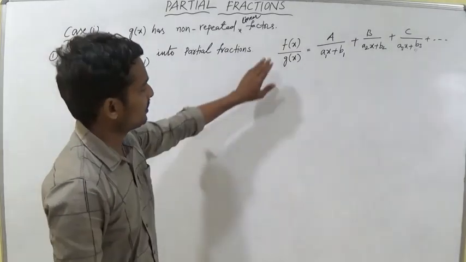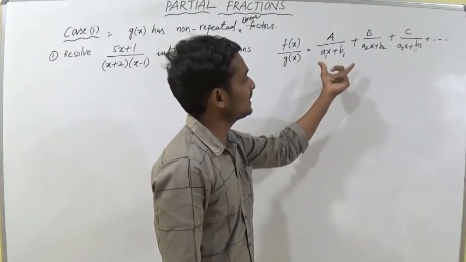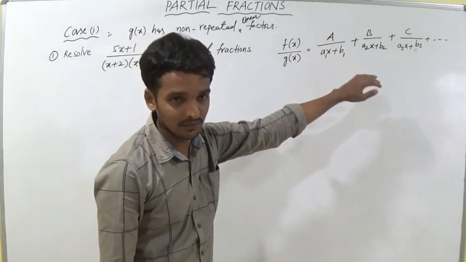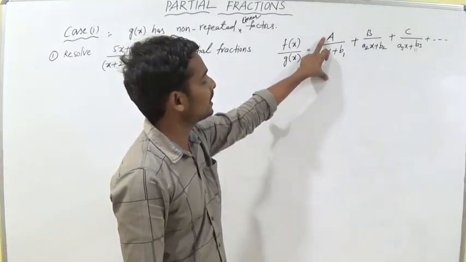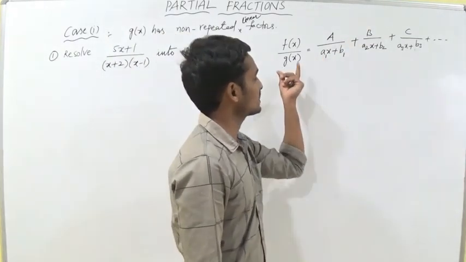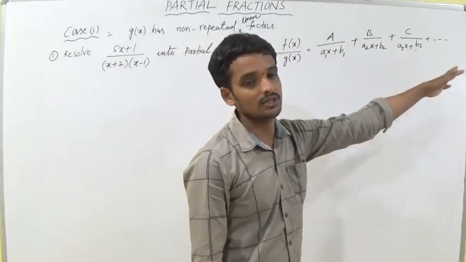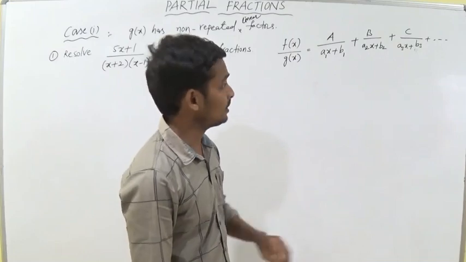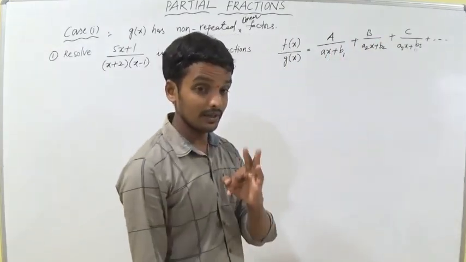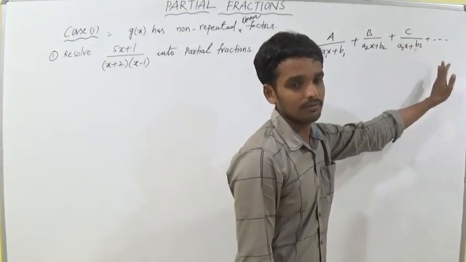You understand? So f of x by g of x is a proper fraction, and we have to decompose it into partial fractions. We use the formula: a by the first factor of g of x, plus b by the second factor of g of x, plus c by the third factor of g of x, and so on. If g of x has only 2 factors, we write the first 2 terms. If it has 3, we write 3. If it has 4, we write 4, and so on.